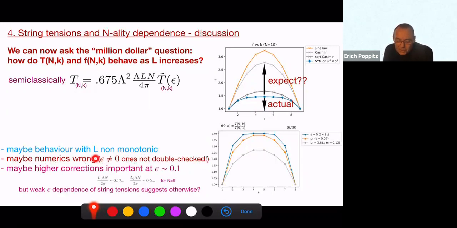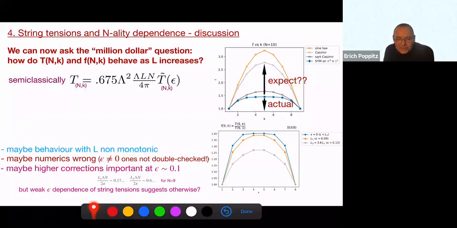These non-zero epsilon simulations are very challenging, and they were not double-checked. Only one of my collaborators did them, the other had to go to graduate school. So this is what happened. So they're not double-checked. Although I think my collaborators are very careful, it is a possibility.